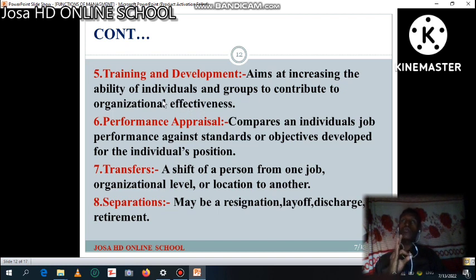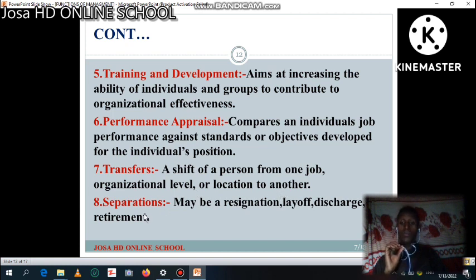Each and every activity of the employees is towards organizational effectiveness. The sixth step, performance appraisal, compares an individual's job performance against standards or objectives developed for the individual's position. The seventh step is a shift of a person from one job, organizational level or location to another.